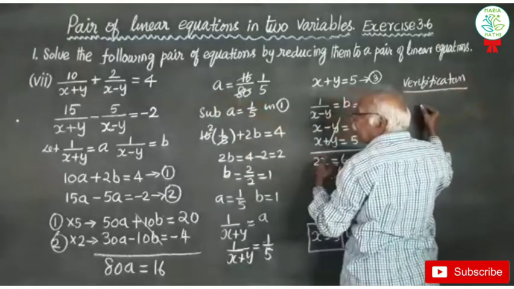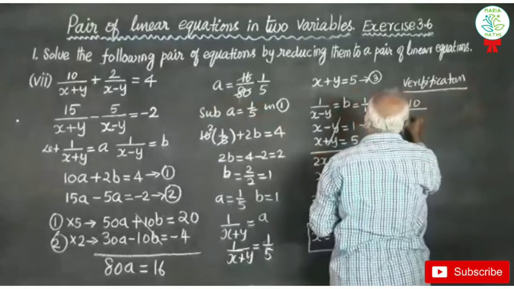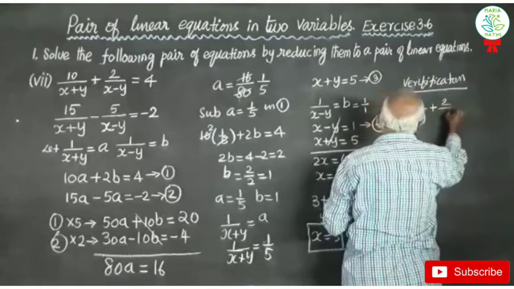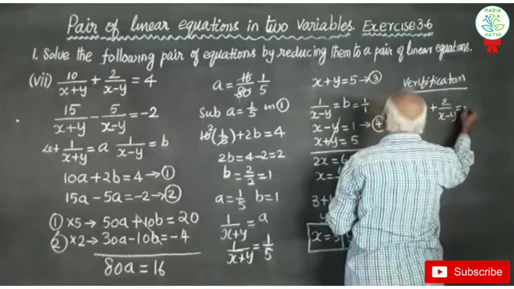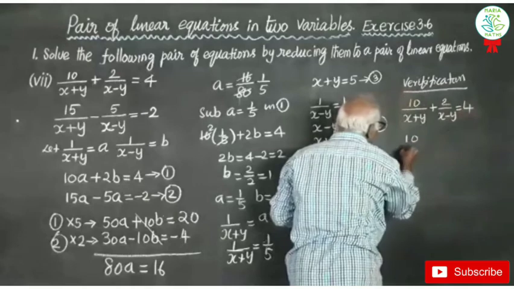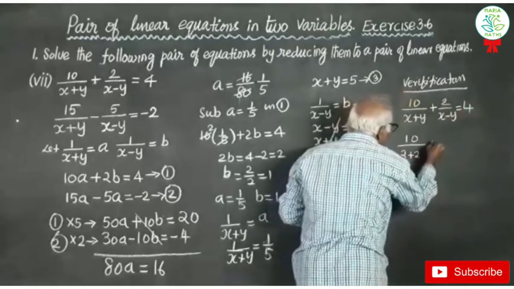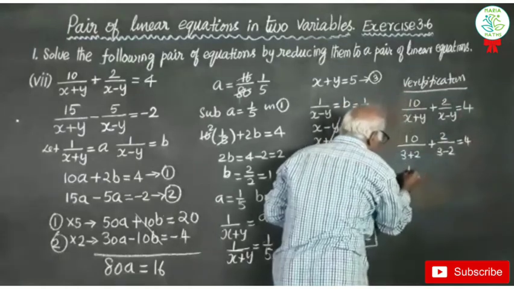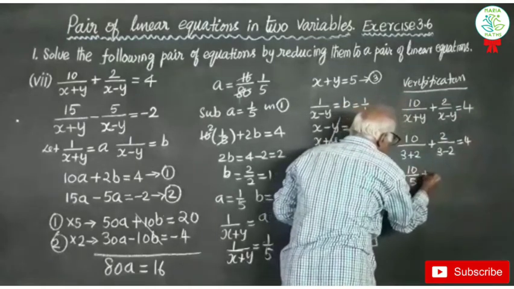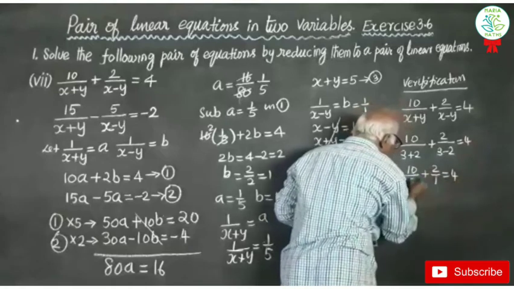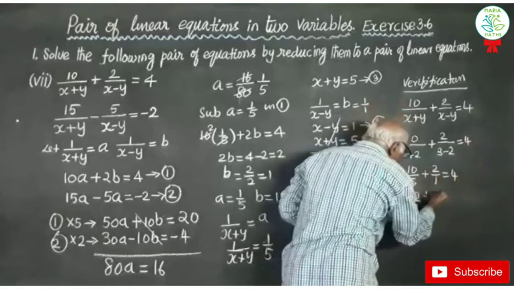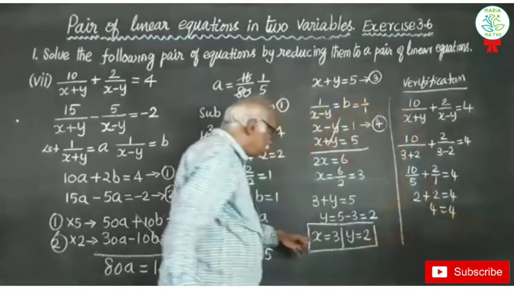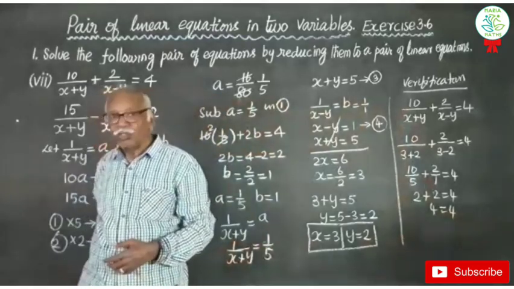In the first equation, 10 by x plus y plus 2 by x minus y equal to 4. Verify: 10 by 3 plus 2, plus 2 by 3 minus 2, equal to 4. 10 by 5 plus 2 by 1 equal to 4. So 10 by 5 is 2, and 2 by 1 is 2. 2 plus 2 is equal to 4. 4 is equal to 4. Therefore, our answer is correct. x is equal to 3, y is equal to 2 is the answer.